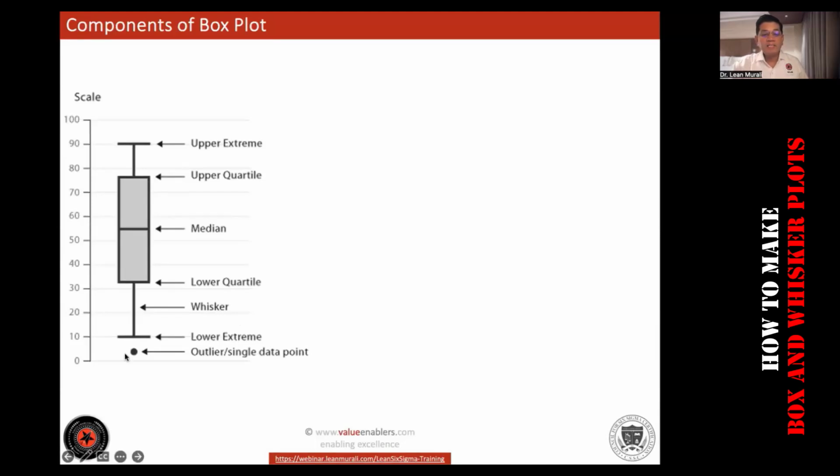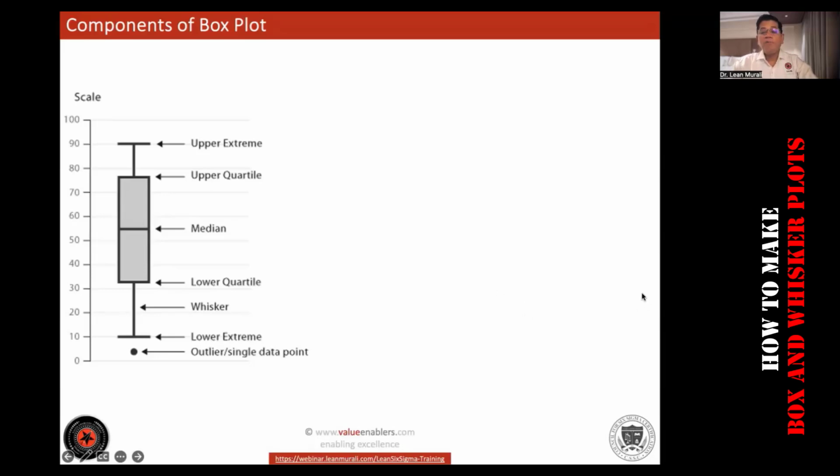And there is a point here. Normally it is represented by an asterisk. It is called an outlier. All of you type outlier in the chat box. It is normally represented by an asterisk, a star. Outlier.